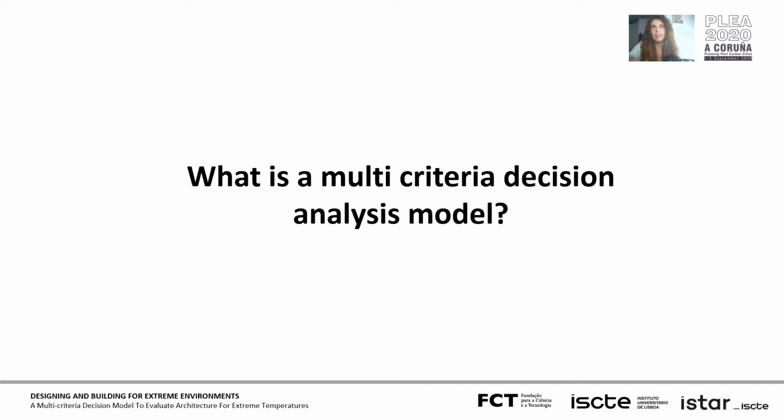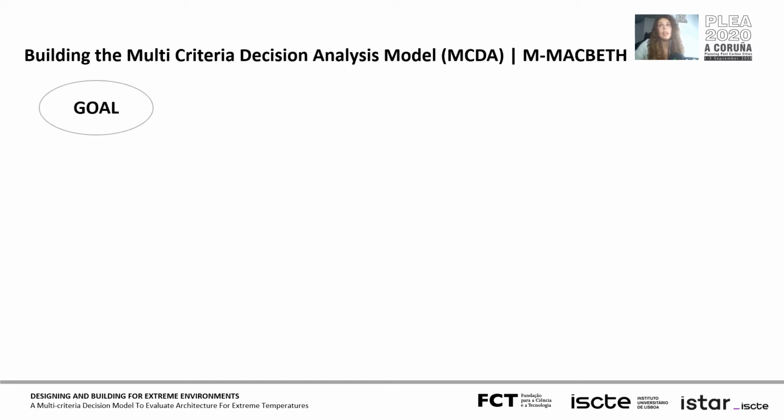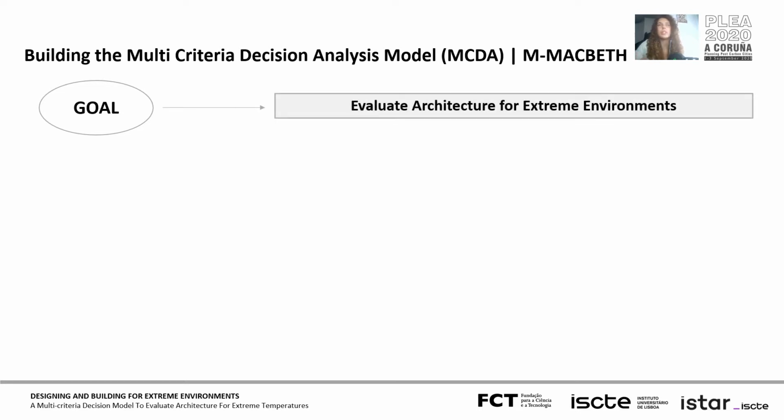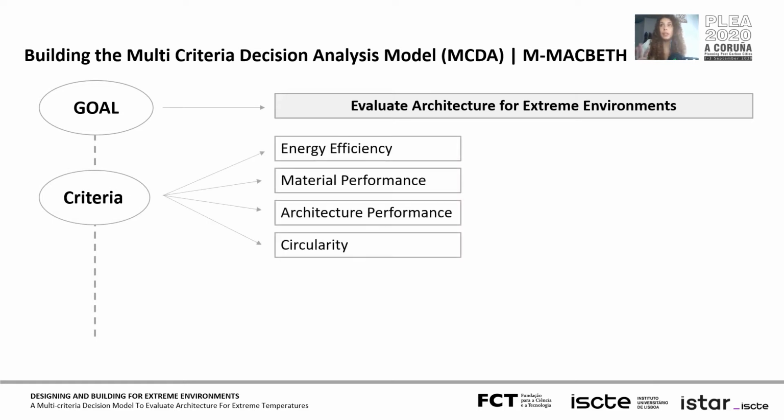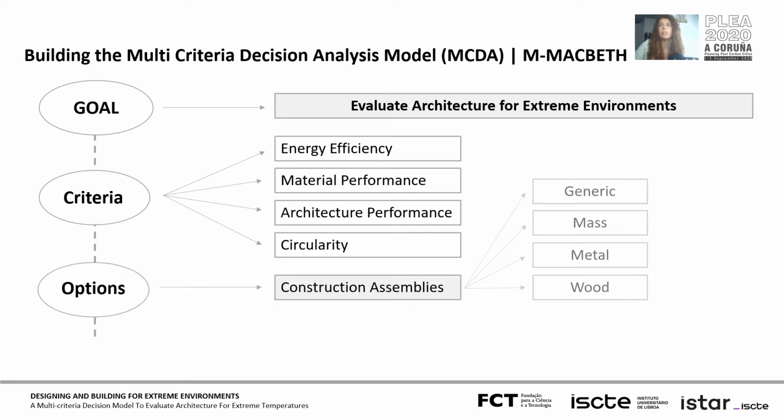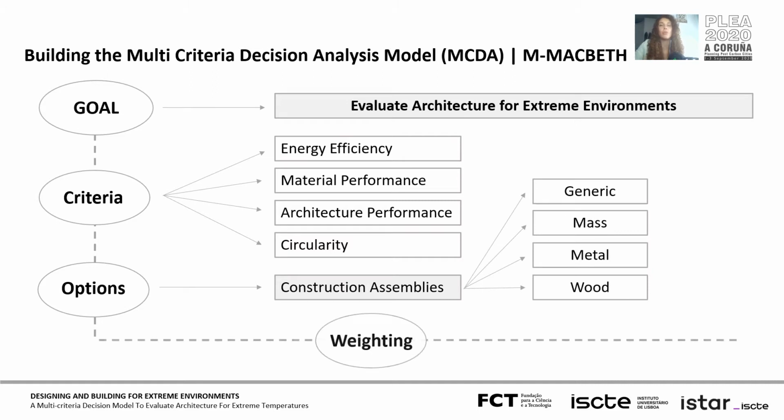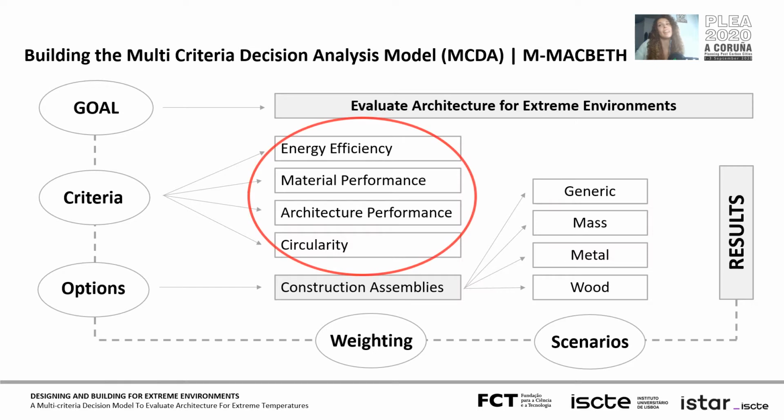Secondly, what is a multi-criteria decision analysis model? An MCDA is a framework where I have a goal, which in this case is to evaluate architecture for extreme environments. I then give the software criteria, which we will speak about afterwards. I then populate my model with options, which are the construction assemblies with the four main materials that we spoke of before. I will then give weight to my criteria, which will allow me to create scenarios so I can give different criteria different weights in order to assess different things, which will then give me results that I can analyze later on.